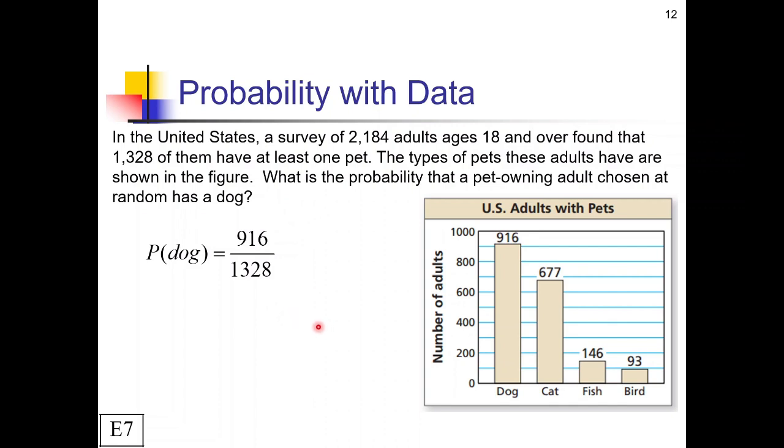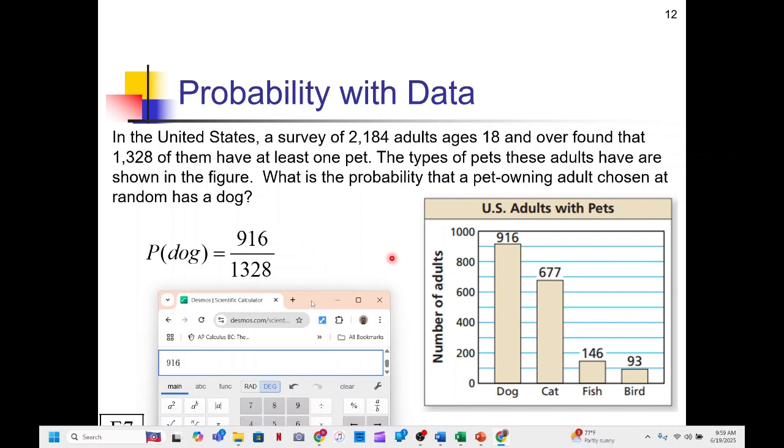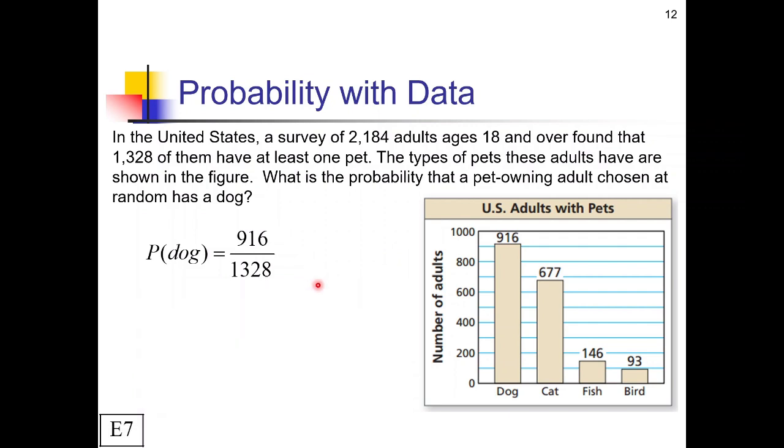And just running the numbers on the calculator for that, we have 916 divided by 1,328, and that comes out to 0.690 if we round it off, or 69.0%. So those are the chances that our person actually has a dog.